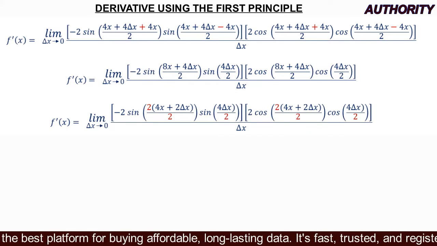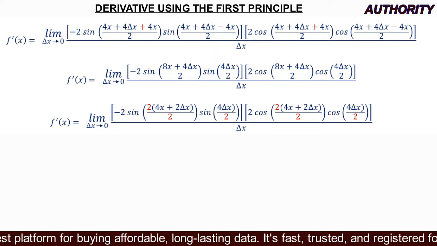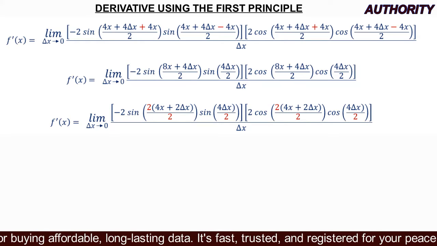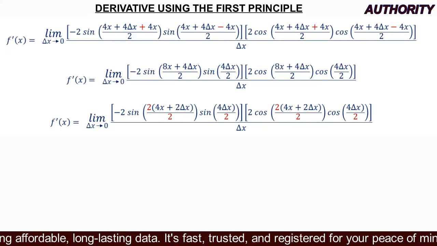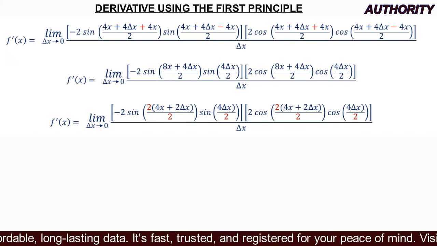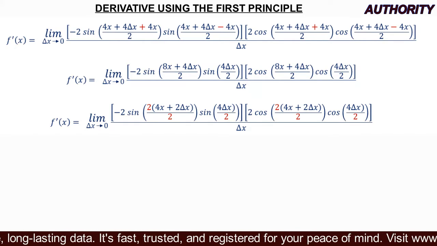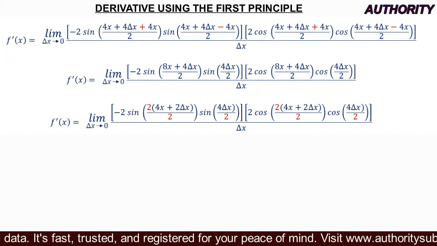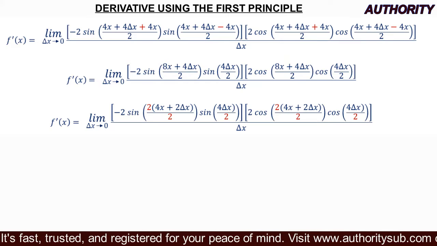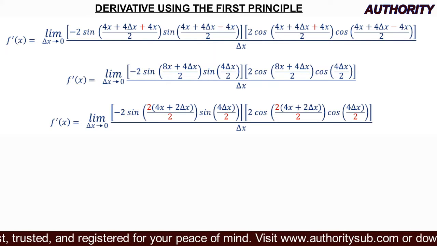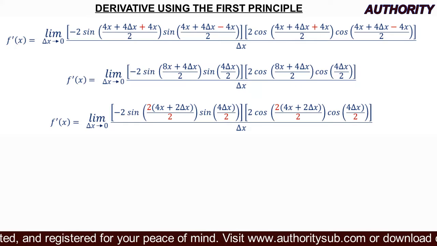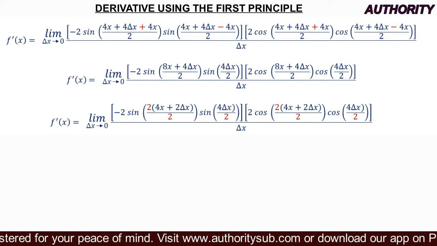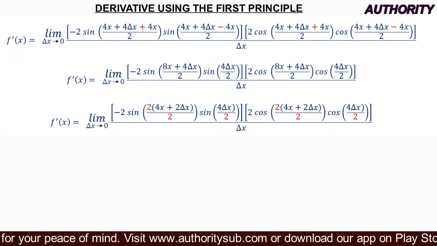We're going to have f prime of x is equal to the limit as change in x approaches 0 of minus 2 sine. Factor out 2, we have 2 open bracket 4x plus 2 change in x, all over 2, then sine of 4 change in x all over 2. That is the first bracket. Open another bracket, 2 cos. Factor out 2 again. We have 2 open bracket 4x plus 2 change in x, all over 2, then multiply by cos of 4 change in x all over 2.